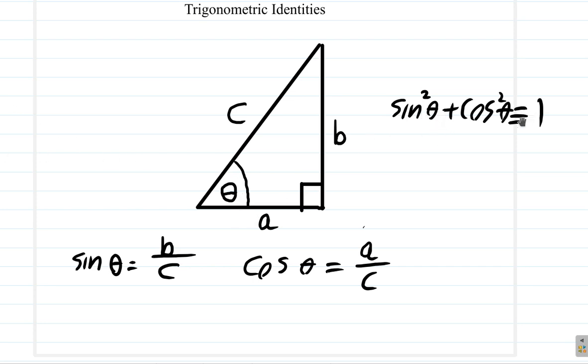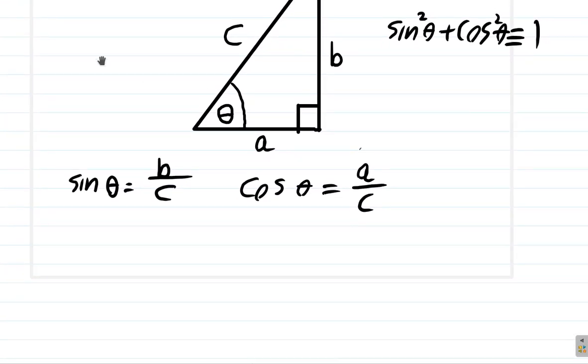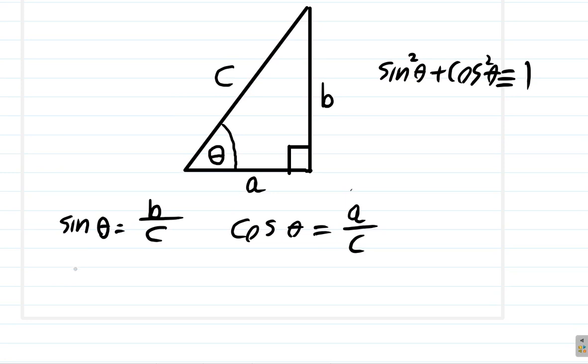Let's test and see if this identity is really true. We don't want to just accept it like that. Let's see if it would really work out, alright? Sine squared theta is the same as sine theta squared, alright? Plus cosine squared theta, as I have it up here, is the same as cosine theta squared. Alright? Now what would that be?